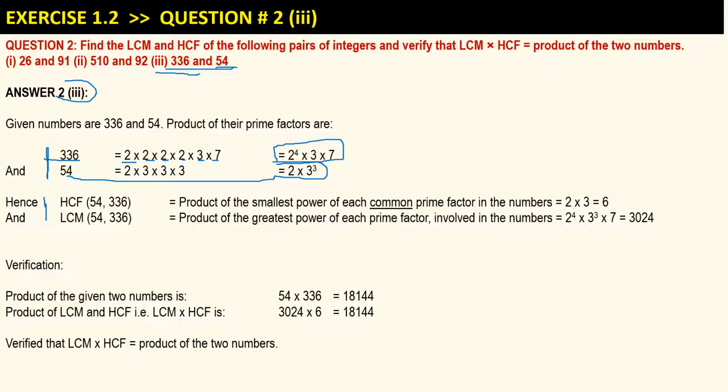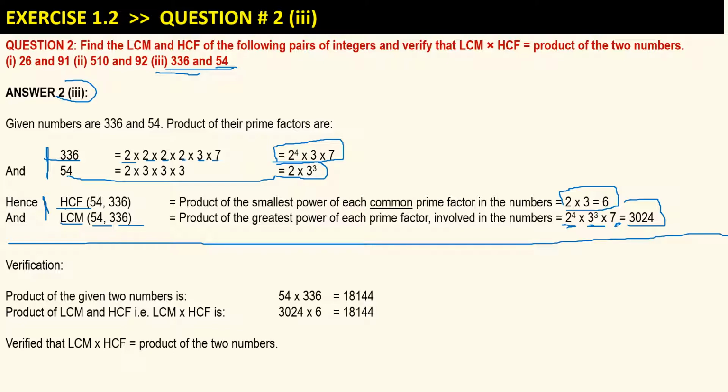We have covered the detailed method or the procedure for finding out the HCF and LCM in our previous sessions. So we can say that the HCF is equal to 2 multiplied by 3, that is equal to 6, and LCM of 54 and 336 will be equal to 2 raised to power 4 multiplied by 3 raised to power 3 multiplied by 7, which is equal to 3024. So this way we have found out what was asked in the question.